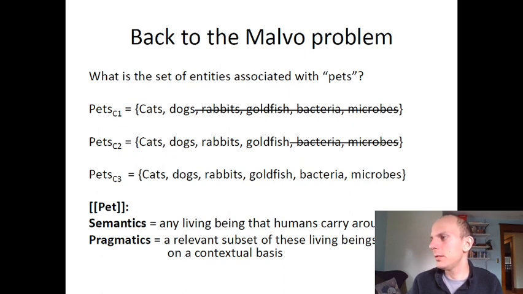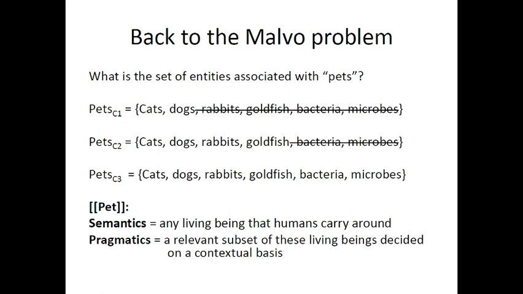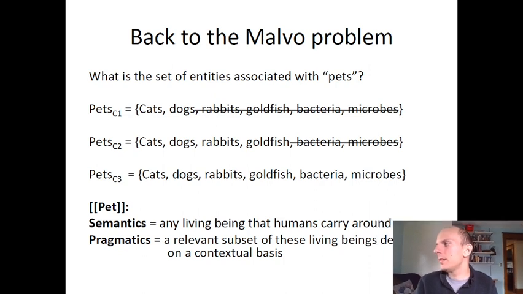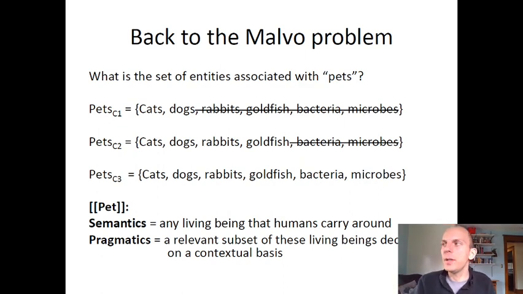Oh no, let me turn myself off so you can see. So here, the idea is that for the word pet, the semantics of this word means something like any living being that humans carry around, always inclusive of all of these things. But pragmatically, we select out a subset of these things on a contextual basis. We let the context guide our meaning of the word. Turning myself back on. All right, so these are the differing viewpoints there.